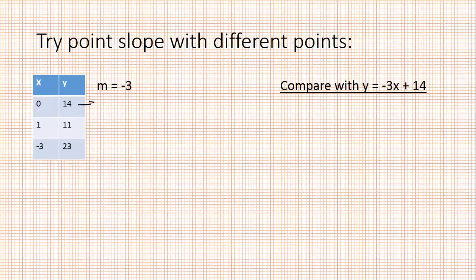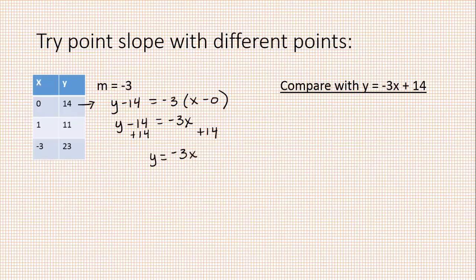So for this one, we would get y minus 14 is equal to, remember the slope is -3 for everything, times x minus 0. And if we simplify that, we get y minus 14 equals -3x. But let's get y by itself. So I'm adding 14, and it turns into y equals -3x plus 14, which is exactly the same as the slope-intercept form. So now we've found this with 2 different points. That means these are the same line. So let's try another one.